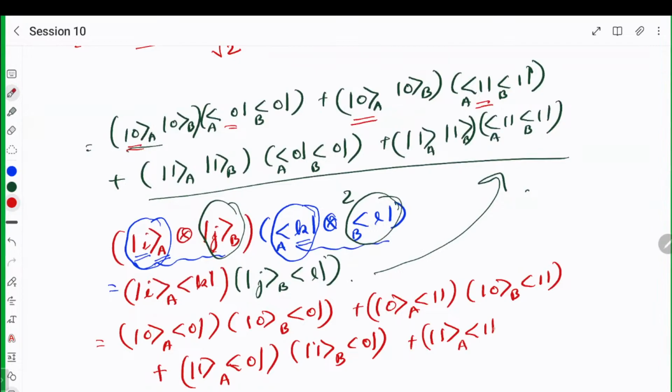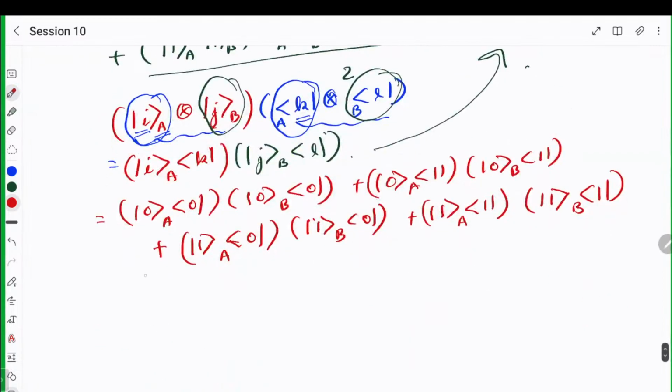So yeah, bear with me, it's a long calculation, I know, but the end result will be interesting. Okay, so this is what we get.